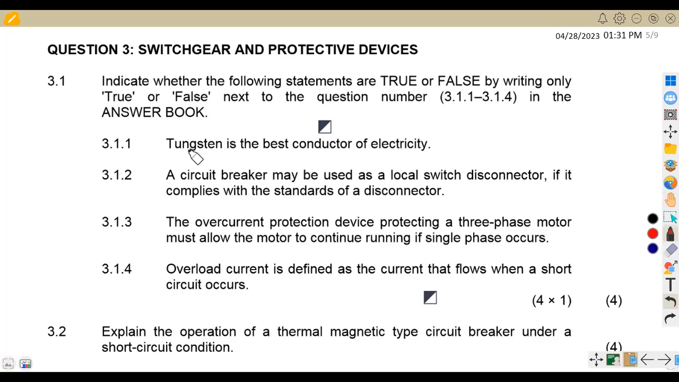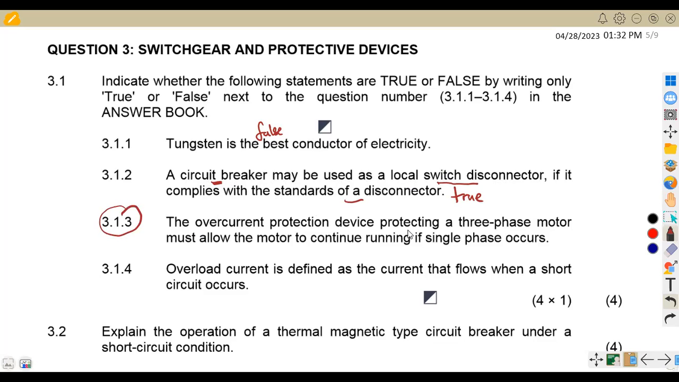All right. So we're given 3.1.1, that tungsten is the best conductor of electricity. I don't know how you pronounce this one. So no, this one is actually false. So it's not a good conductor. All right, it's not the best conductor that we can have. 3.1.2, a circuit breaker may be used as a local switch disconnector if it complies with the standards of a disconnector. If it complies, yes, it can be used, which is actually true. It can be used as a switch disconnector.